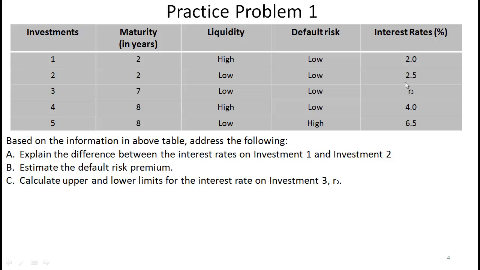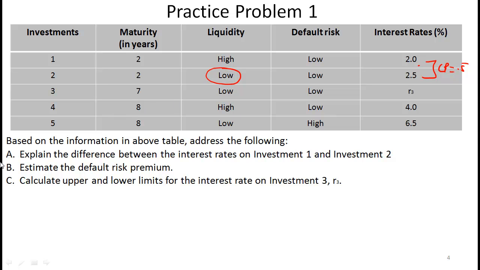Now the first question for you is, why is the required return on investment 2 2.5%, or why is it more than the required return on 1? The reason is that this has a lower liquidity. So if the liquidity is low, will investors demand a higher return? Yes, if the liquidity is low, then investors will demand a higher return, so that makes sense. So what do you think the liquidity premium is? 0.5. Yeah, so based on these first 2 investments, you can tell that the liquidity premium is 0.5. Okay, then let's move on.